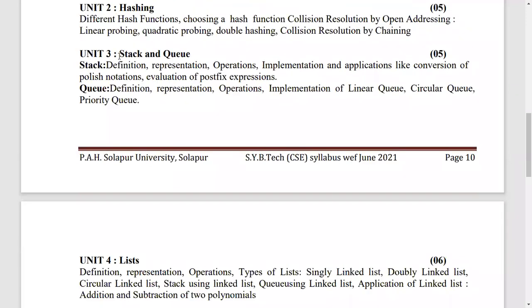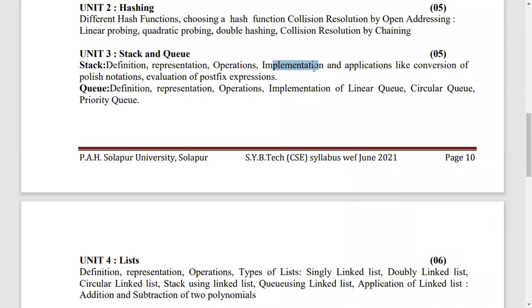After that, unit number 3 is related to the stack and queue. These two are different data structures, right? In the stack, we'll discuss the definition of stack, how the stack is represented, and what kind of operations we perform. Operations mean inserting the data, deleting the data, and displaying all the available data, right? So all these operations we will study.